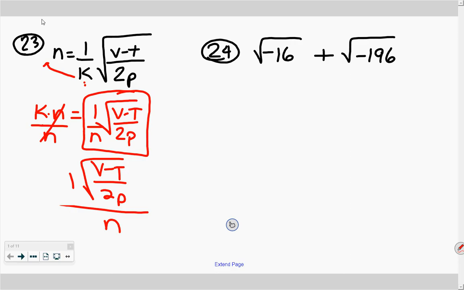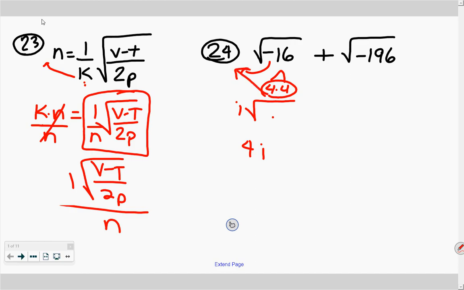Number 24. We're simplifying radicals, but now we've got negatives. Negatives we learned are represented by i's. So I'm still breaking down 16, but I know that that's going to come out as an i on the outside of the radical. I'm just going to see if it winds up being a perfect square. Well, 16 is a perfect square, which winds up being 4. So there's not going to be anything left underneath there, so it's just a 4 because everything came out.